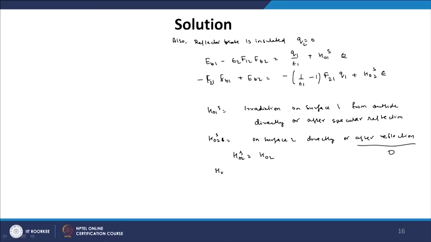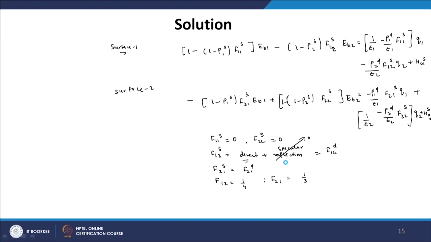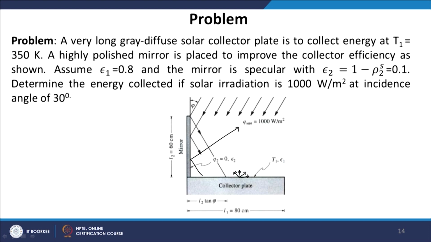So, let us write down this value of H naught 1 s and H naught 2 s, and then the problem will be pretty easy to understand. So, H naught 2 s is simply equal to Q sun, which is given as 1000 watt per meter square, and sin psi, where psi is given as in this angle, the psi, this is the angle, and this value is given as 30 degree.